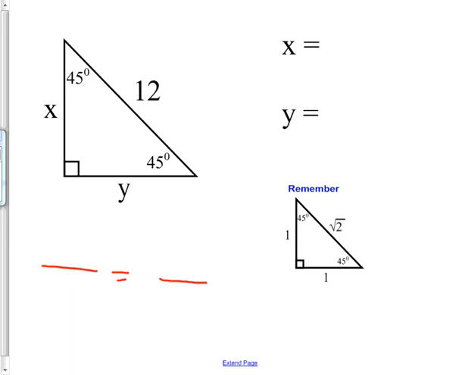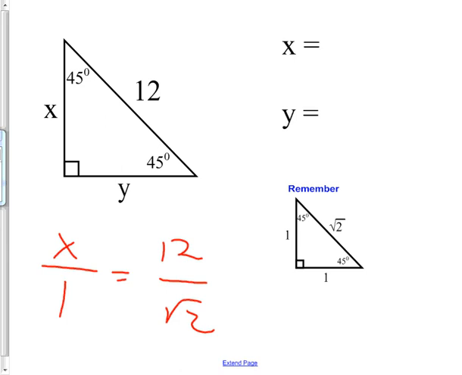So M&M, would you tell me this one? X is to 1 as 12 is to square root of 2. That works. I would have started with the 12, but this will work. Good job.